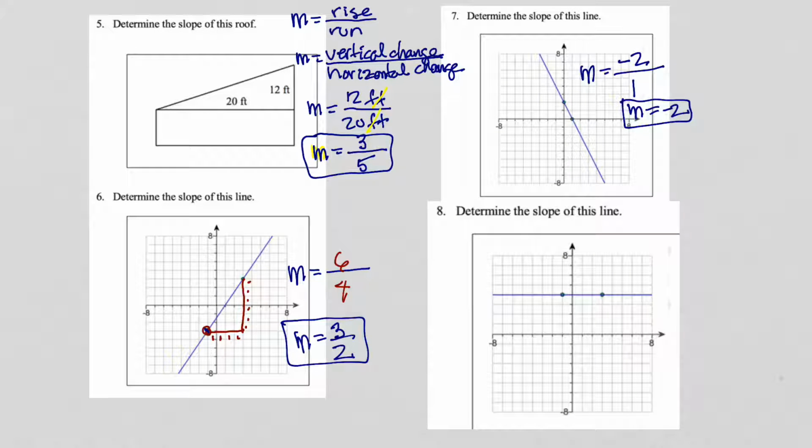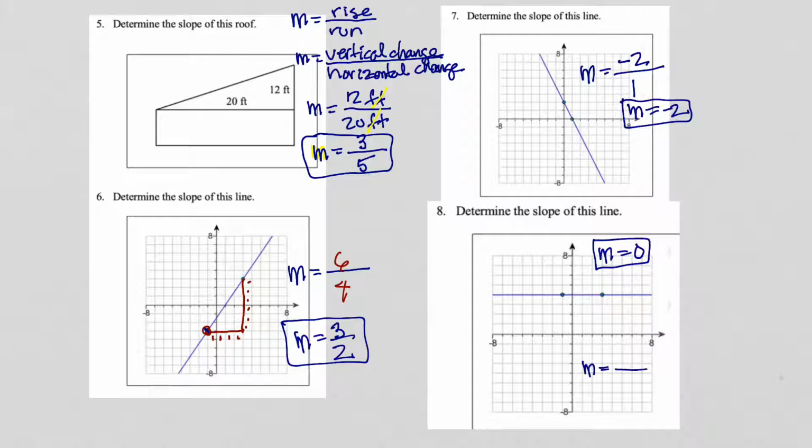Okay, number 8, we should be able to get this one. Look at this. This is a horizontal line. I know it's horizontal because not only does it look horizontal, but if I go up 4, I go up 4, I go up 4. Everywhere we go, we're up 4. And we know that horizontal lines have slope 0. So right away, I could write that the slope of this line is 0.